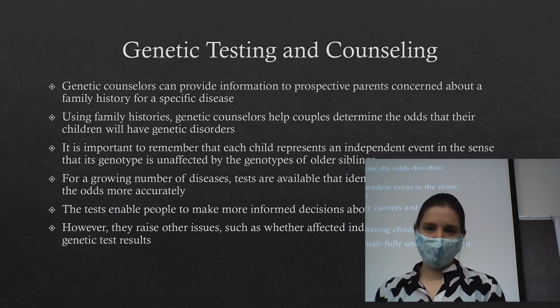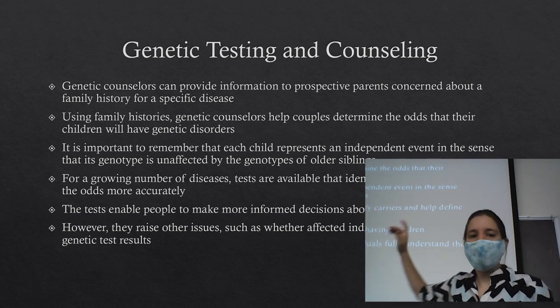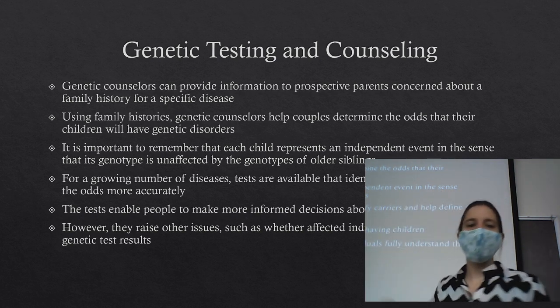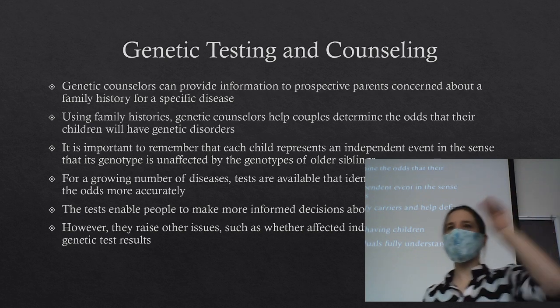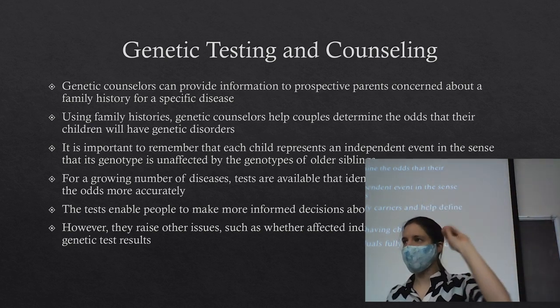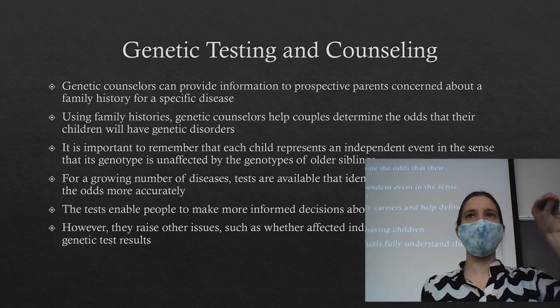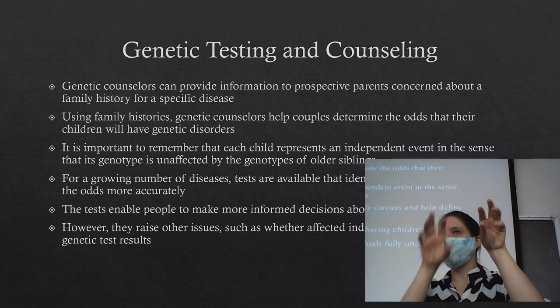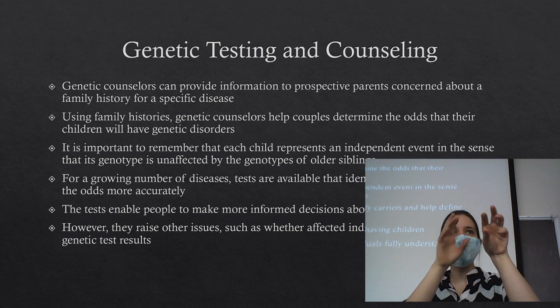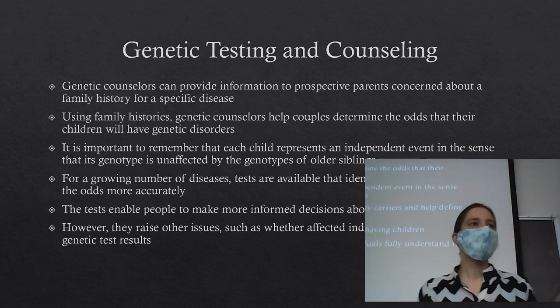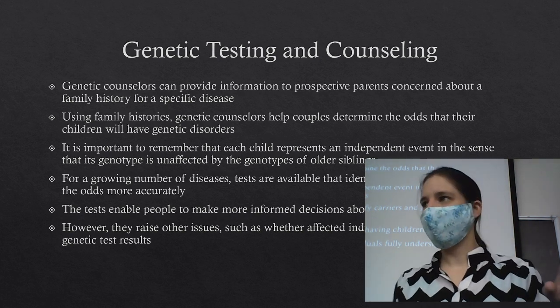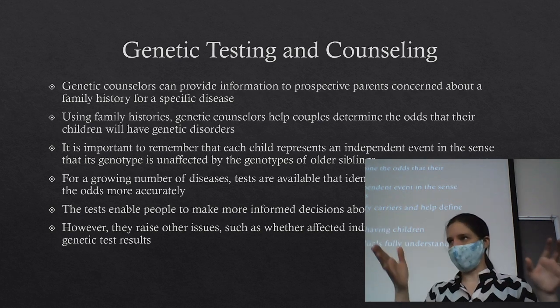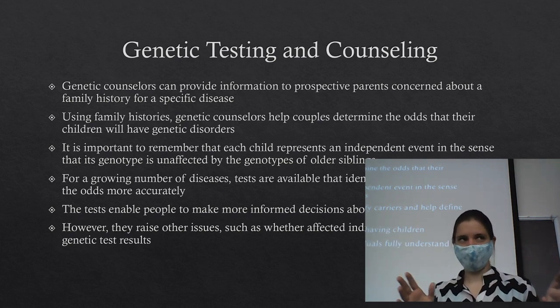Yeah. But it is important to remember, sorry, I have too many notes, that each child is an independent event, right? So if you have a 50% chance of something, it doesn't mean that if my first child has it, the next child has to, right? Each time it's an independent event. If you have a 1 out of 10, it's not like, well, 10 kids, one has it. Fair enough?